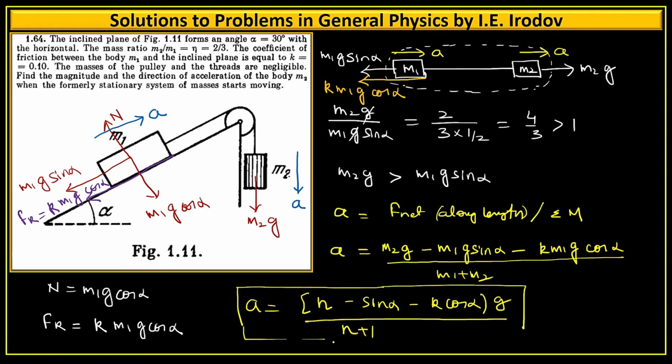And the direction of acceleration of m2 is the downward direction.